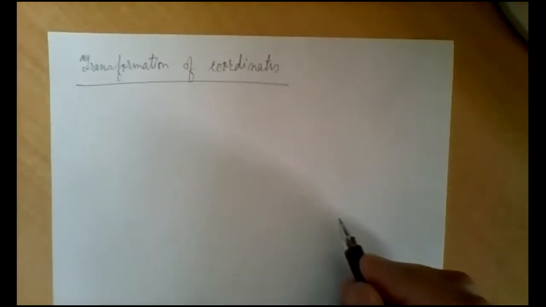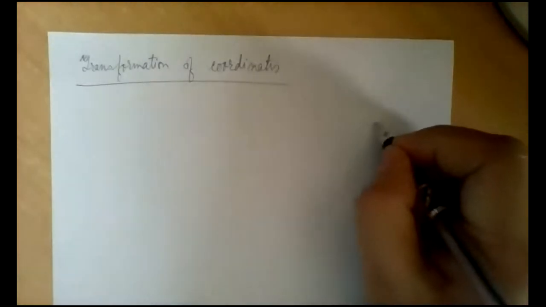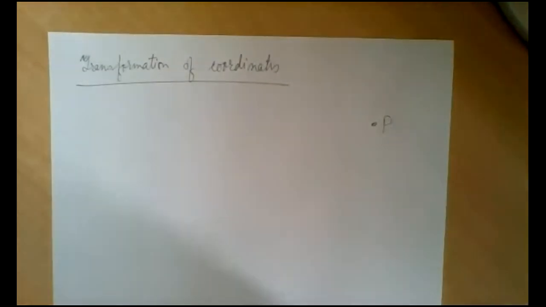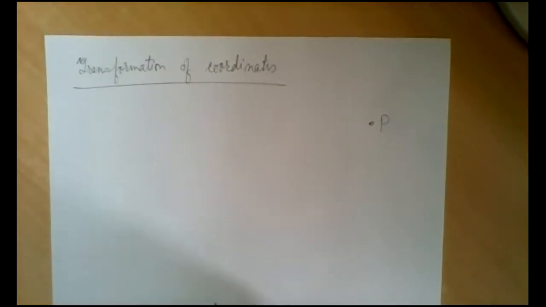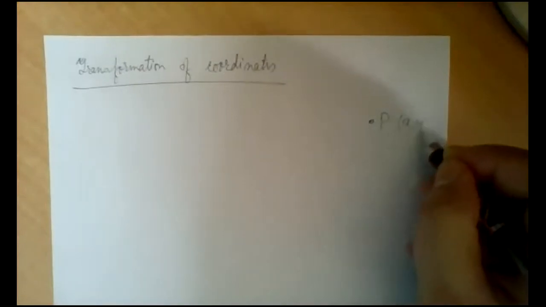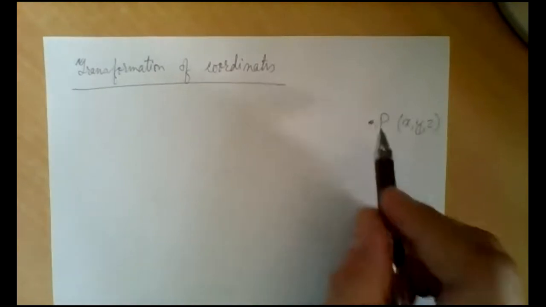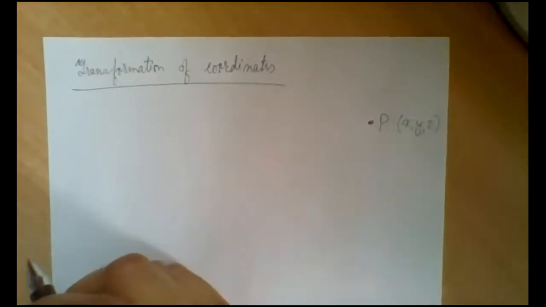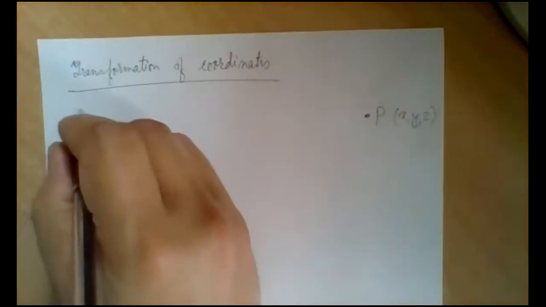Any point in three dimensions, any point P, can be described by its rectangular coordinates x, y, z. This point can also be described by the three coordinates of another coordinate system.